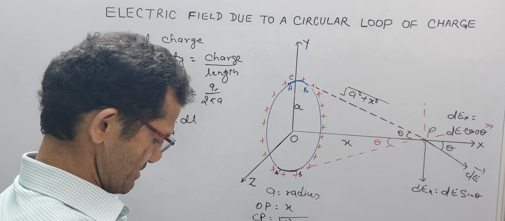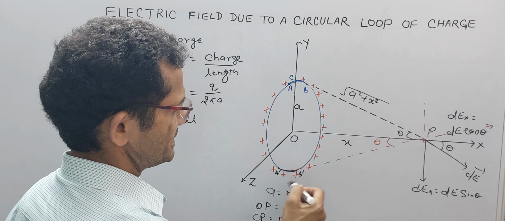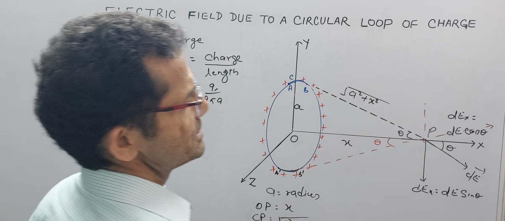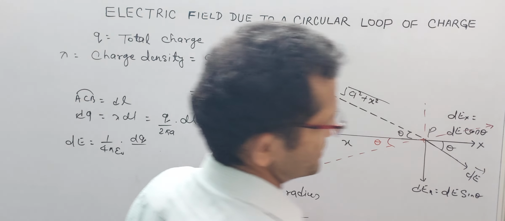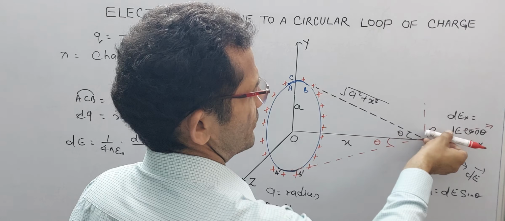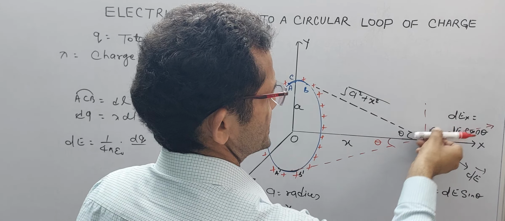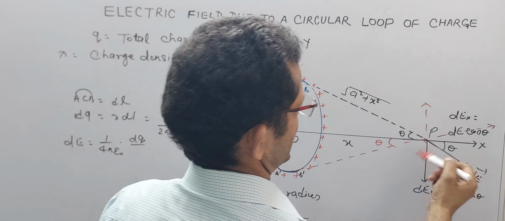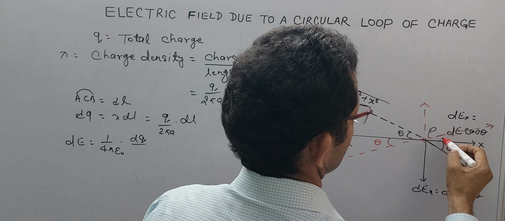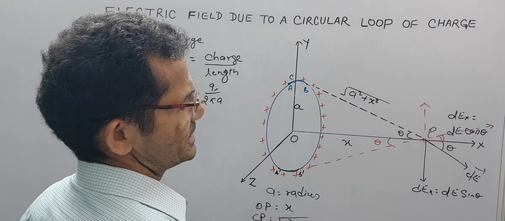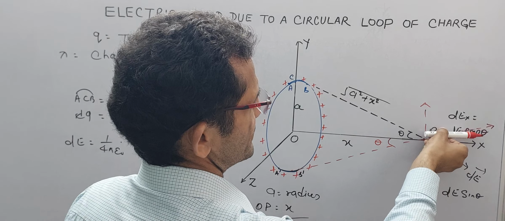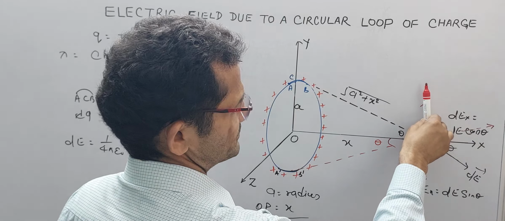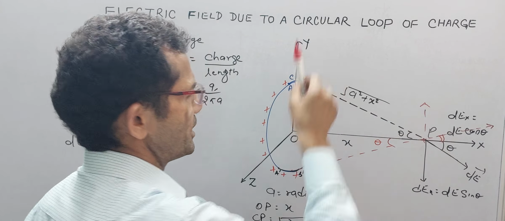Electric field produced by this elementary piece A dash B dash, its direction will be along this one. Now this will also have two components, one along the x-axis, another along this one. This component which is normal to this one, this is again a vertically opposite angle. So this component can be broken into two parts, along the x-axis and normal to the x-axis. Normal to the x-axis will be parallel to the y-axis.